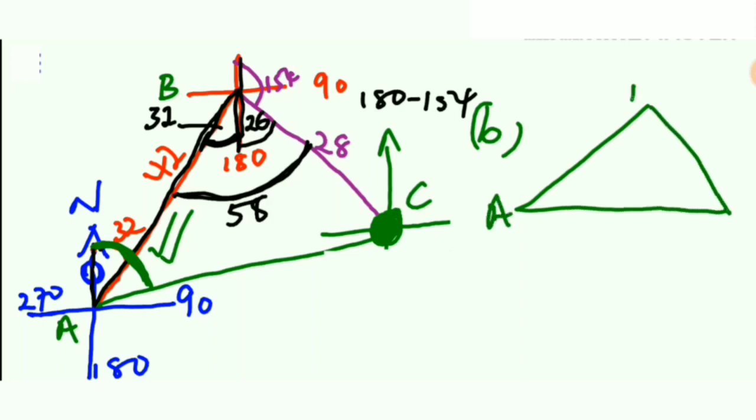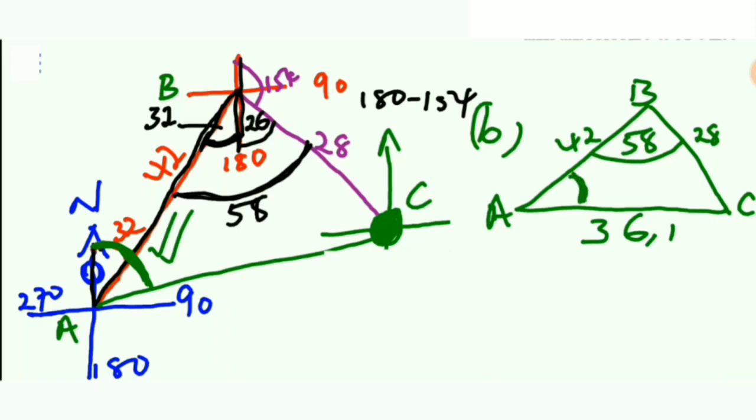A, B, C. This is 42. This is 28. And this is 36.1. And this angle equals 58. So, to find angle A, this missing angle, you have to use the sine rule.